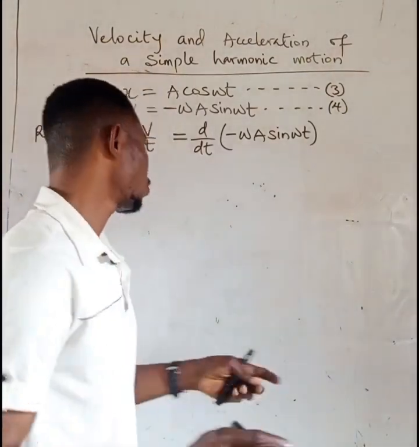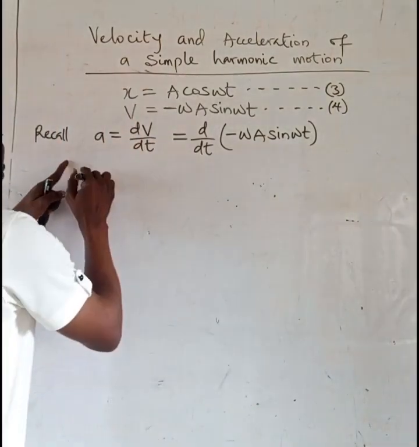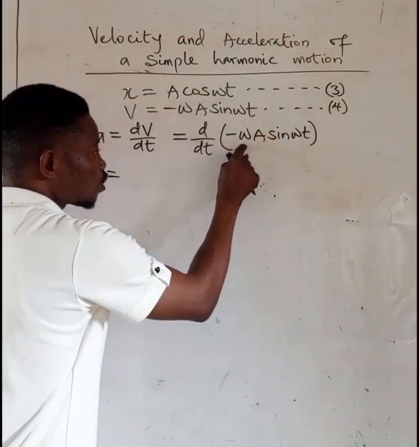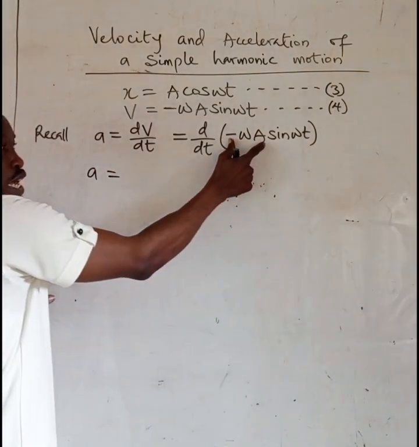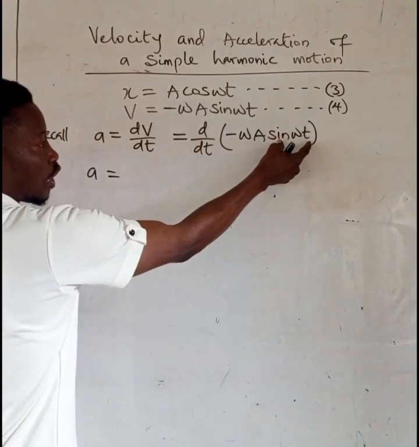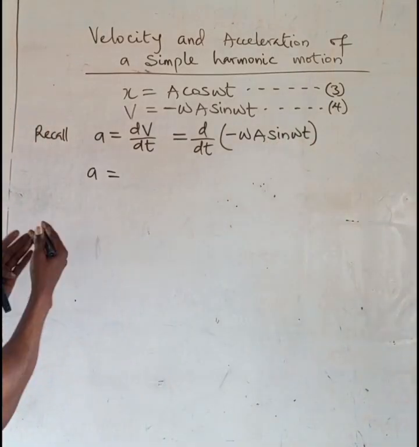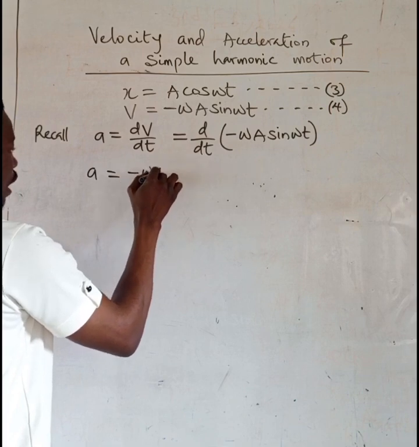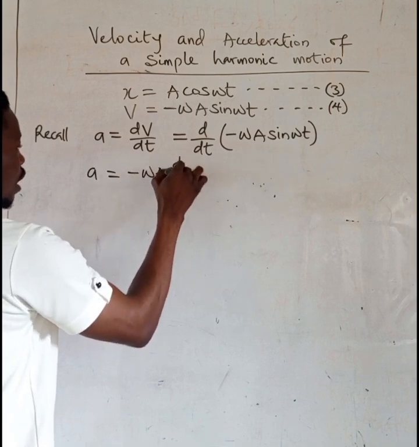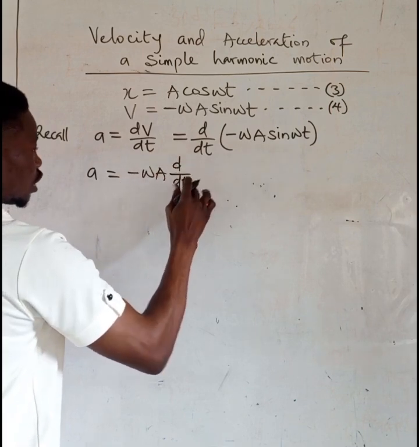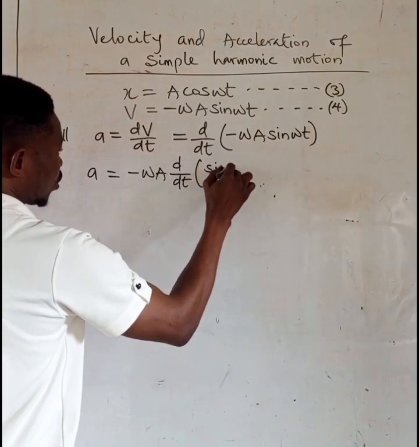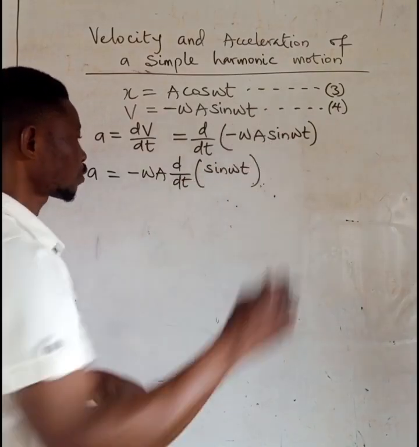It's not a difficult one. Again, we simply place A equal to, because negative omega A are actually constants. They're not part of the function here. We're going to bring them out and separate them. So we'll have negative omega A, then we'll now have d/dt of sine omega t.